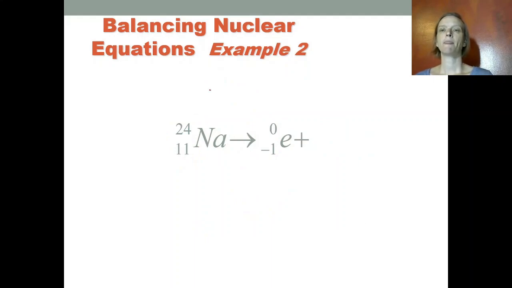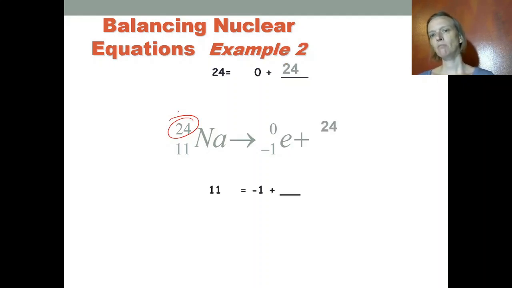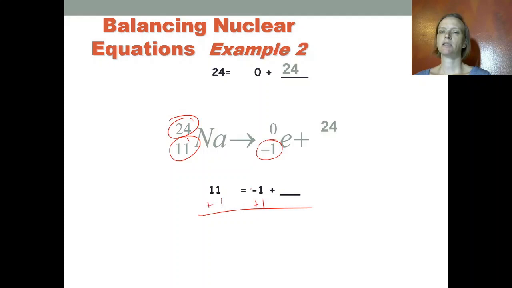Let's do another example. This one does not have an alpha particle. This time I'm releasing a beta particle from my sodium. So now we're going to be dealing with negative numbers, which sometimes students find a little challenging. Starting with the mass numbers, 24 equals 0 plus something. Well, that one's easy. 0 plus 24 is 24, so I'm going to write 24 up top. Now down below, 11 equals negative 1 plus something. Here's where you might want to use your algebra skills. Let's add 1 to both sides of the equation. That cancels out, and we are left with 12.